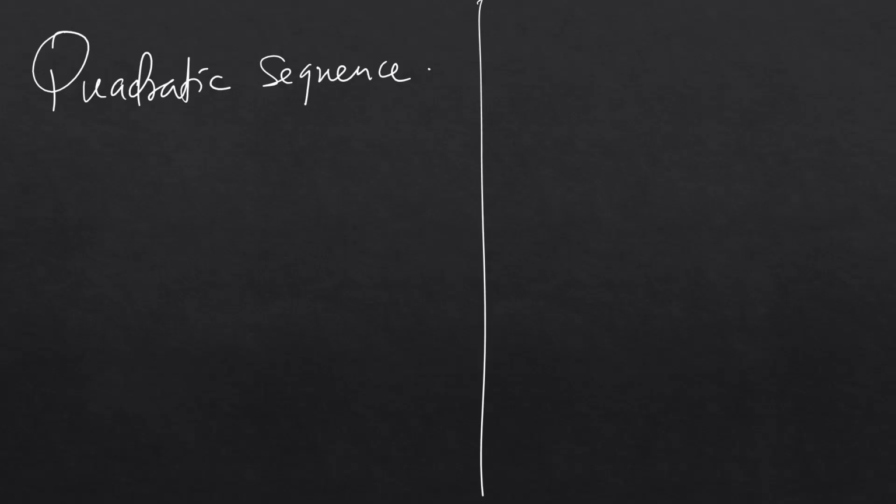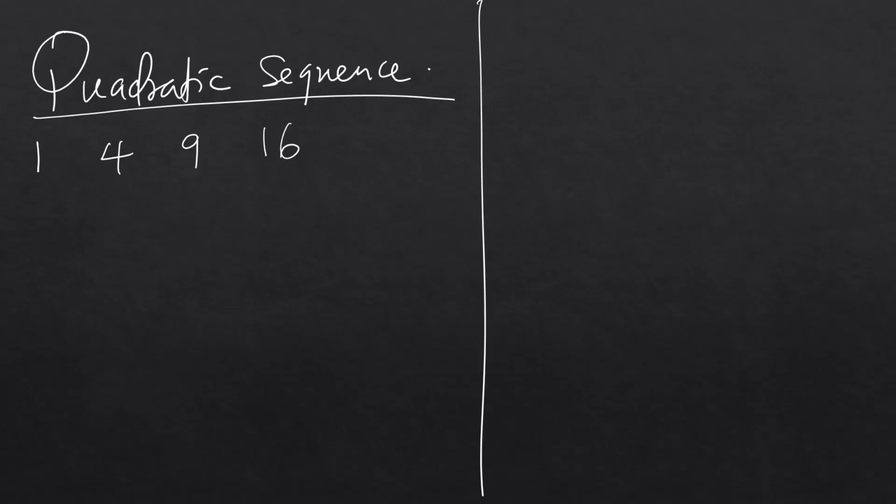A quadratic sequence is a sequence whose second difference is constant. So we need to find the second difference. First, let me show you what I mean. If you have 1, 4, 9, and 16, this is a sequence of squares, which is a quadratic sequence.